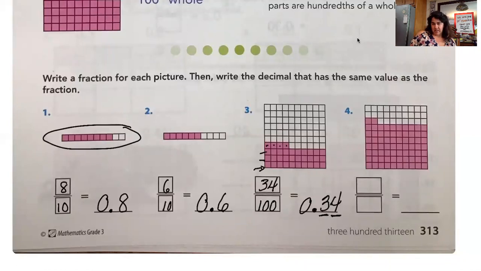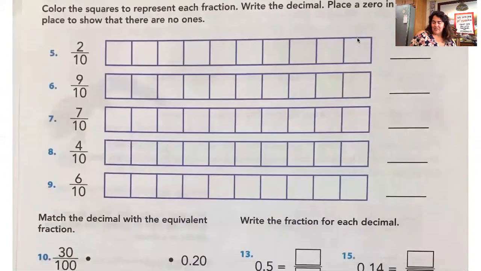Good work, second graders. Moving on to number 4, please. Jackson, what did you come up with? We have 10, 20, 30, 40, 50, 60, 70. 70 what? 72 out of how many? Out of 100. Good. So we have 0 and 72 hundredths. Excellent work. Let's move along.